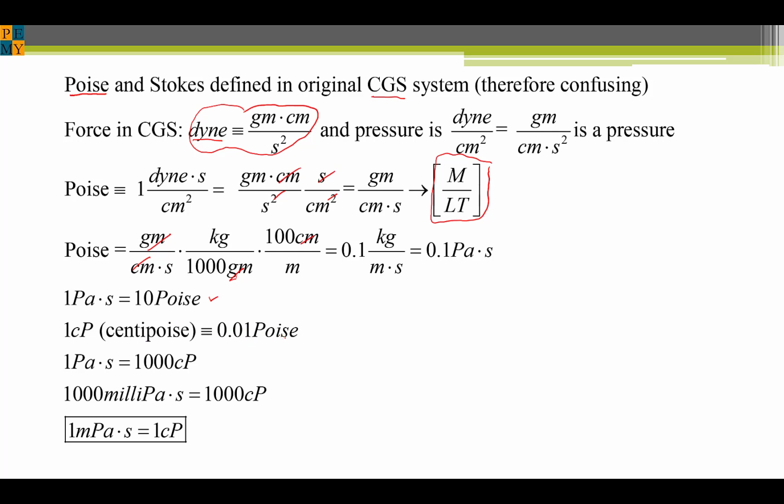The poise is too big to work with in general, so it's typically the centipoise that we work with. 1 Pascal second is therefore 1,000 cP. You'll sometimes hear or see the term millipascal second, and it's just what you would think. It's 1/1000th of a Pascal second. So therefore 1,000 millipascal seconds is the same as 1,000 cP. And this is another useful relationship to remember.